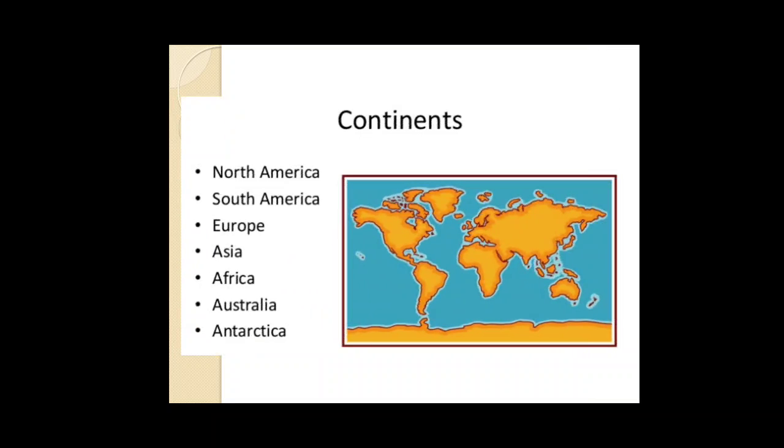So first of all, let us learn about the continents. There are 7 major continents. These are separated by larger water bodies. These continents are Asia, Europe, Africa, North America, South America, Australia and Antarctica.